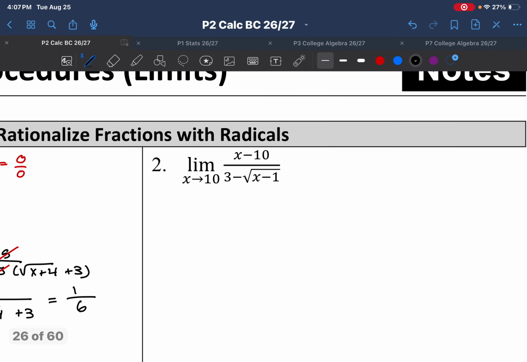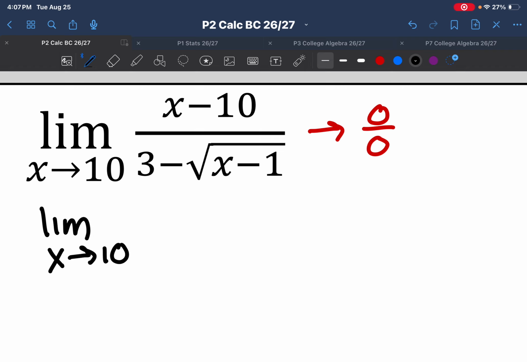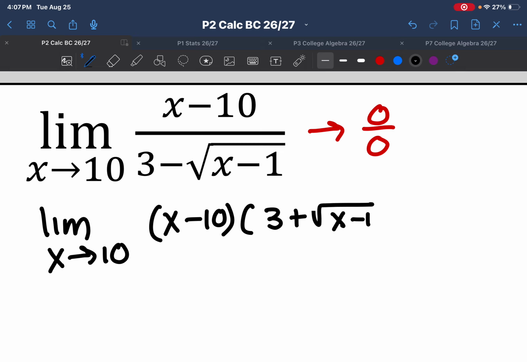Okay, try this again. But notice this time on number 2, my radical's on the bottom. So I'm still going to do the same exact thing. I'm going to multiply both by the conjugate. Of course, this is me already checking that I'm going to get 0 over 0 first, and then I'm moving on. So the limit as x approaches 10 of x minus 10 times the conjugate of 3 plus the square root of x minus 1.